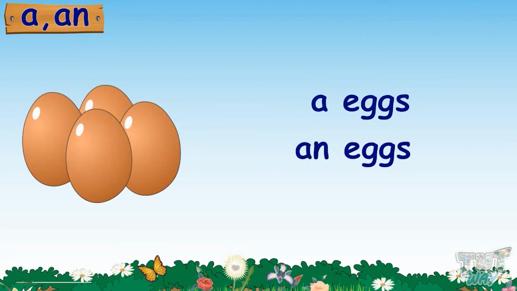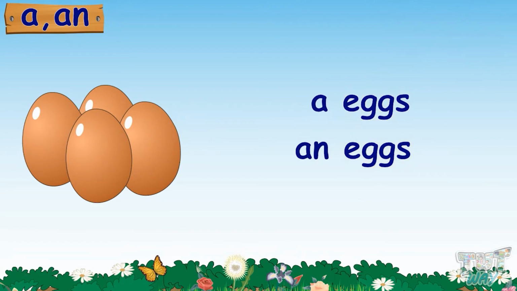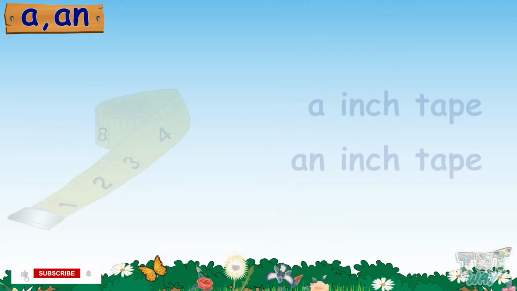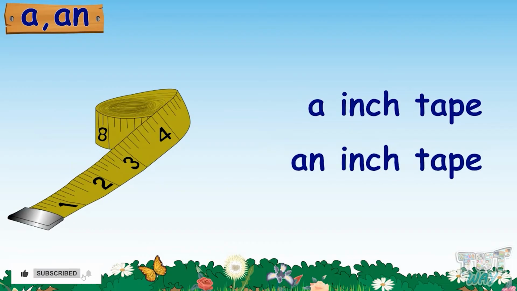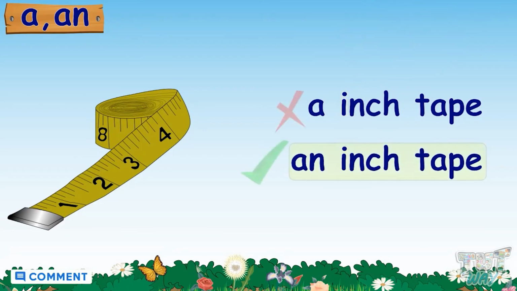Eggs. Eggs is a plural naming word, as there are more than one egg. So we cannot use a or an with it. So we will say these are eggs. Inch tape. It is a single object and begins with a vowel sound, the sound of letter I. So we will say an inch tape.